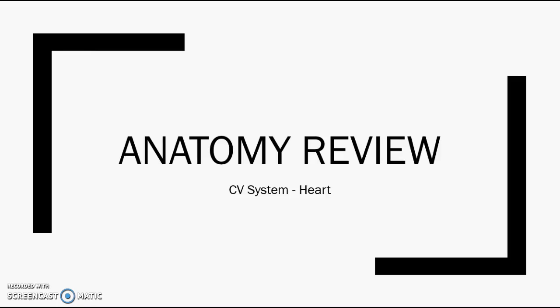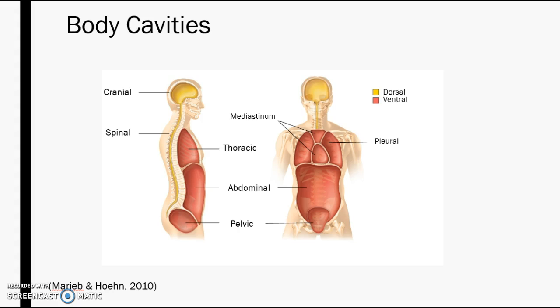Anatomy review, the cardiovascular system, the heart. So let's take a quick review of the body cavities just so we can remember where the heart lies. So we have the two basic body cavities, the dorsal and the ventral, and the heart lies within the ventral cavity, specifically in the pleural cavity and the tiny cavity called the mediastinum. So you can see there are a lot of subcavities within these two major cavities.